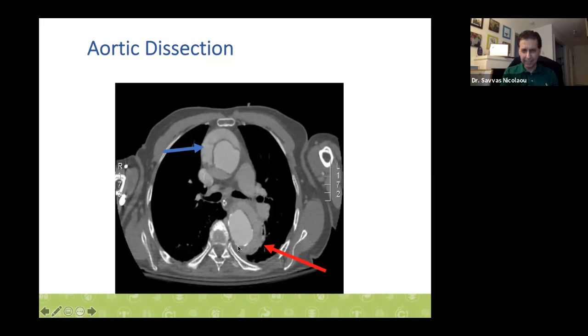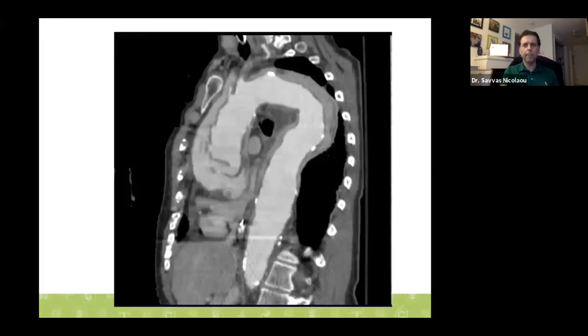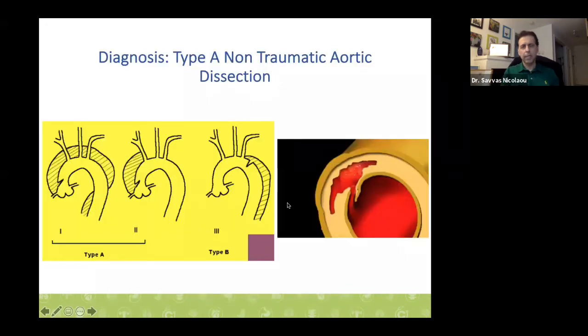ascending aorta, descending thoracic aorta. We can see the intima that's been stripped off the lining of the wall of the aorta. Blood accumulates in the false lumen as well. So we have ascending, descending thoracic aorta. We have a type A dissection. And I'll go over the types very quickly. Sagittal reconstruction, the dissection involves the ascending aorta down to the descending thoracic aorta.